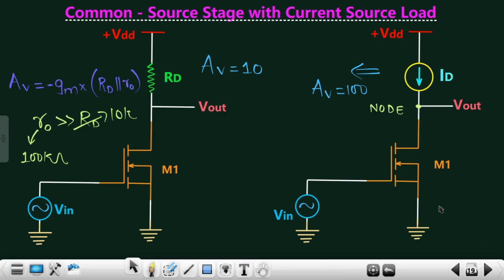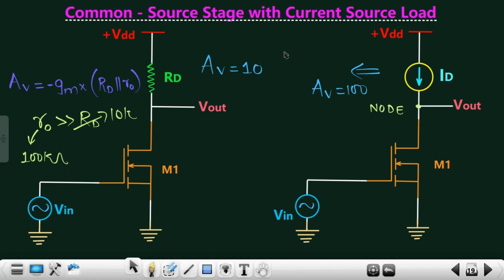Hello engineers, welcome to the new video of the course. In this video we are going to compare this normal common source stage with this particular circuit, that is the CS amplifier with the current source load. We already saw, theoretically, that the gain provided by the CS amplifier with the current source load is quite high as compared to the gain provided by the normal CS amplifier.